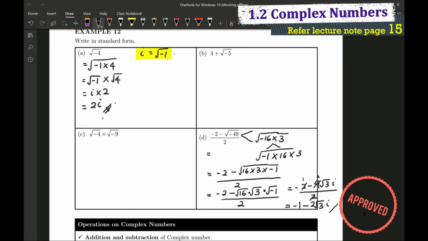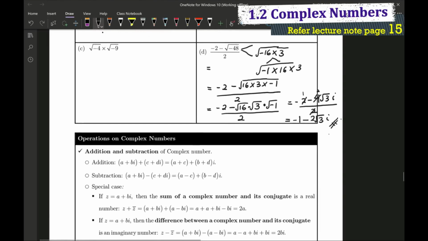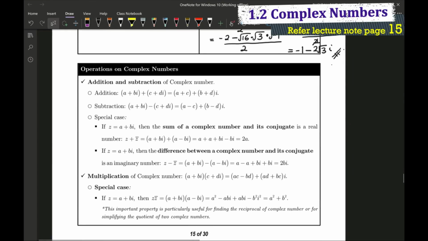Okay, so that is the final answer. We cannot do anything anymore. We cannot simplify it anymore. Now we go to operations involving complex numbers. Before this, we went through the definitions, right? So we are done with the definitions. We go to the complex number operations.